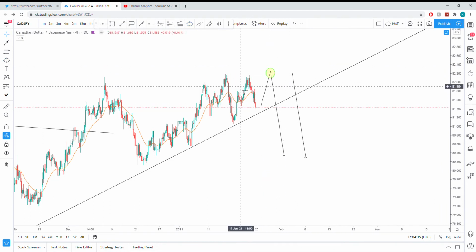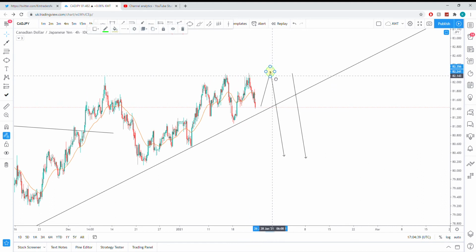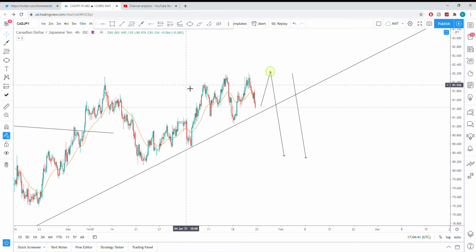Psychologically level speaking, we're seeing 82 being respected. So if we can find some further bearish momentum, which we currently are seeing right now, we could see a potential push lower. So there is a potential move to the downside if we can hold it.